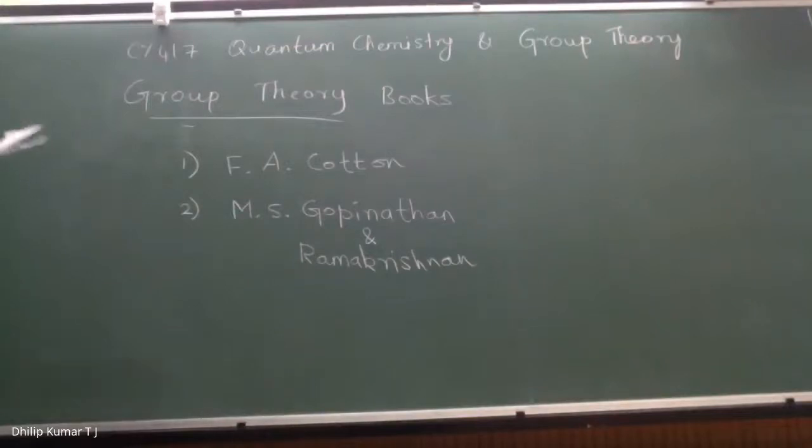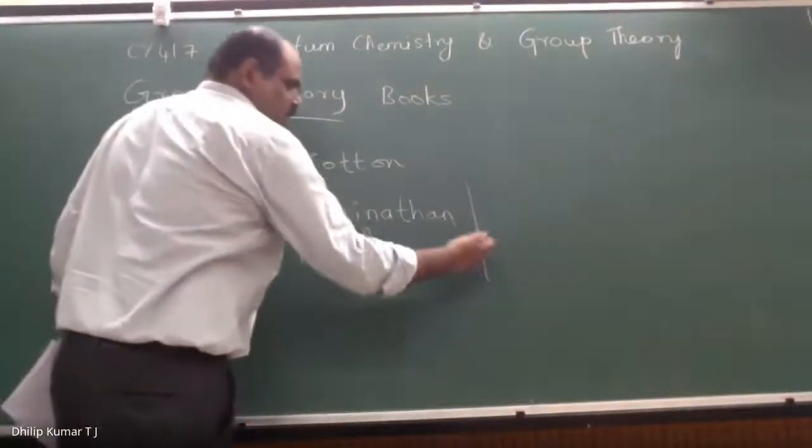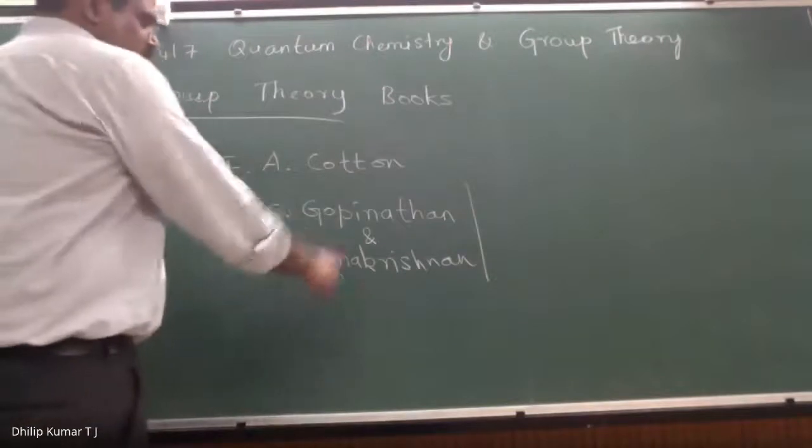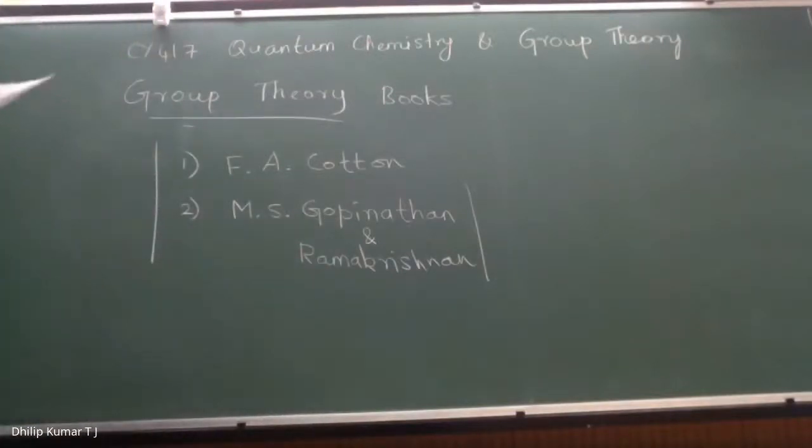So these 2 books, written by F.A. Cotton and M.S. Gopinathan and Ramakrishnan, we will follow. In addition to that, there are some study materials which you can refer to, which I'll share. This book is very reasonably priced. I think you can buy it online for just 100 rupees or something like that. This is the M.S. Gopinathan and Ramakrishnan book, Group Theory for Chemists.